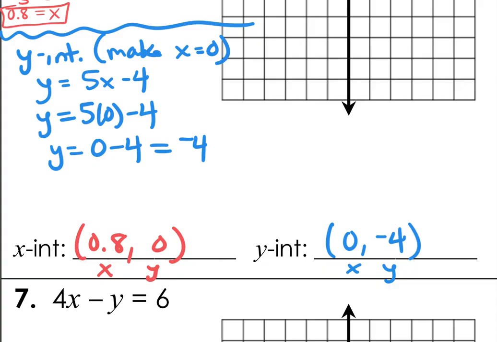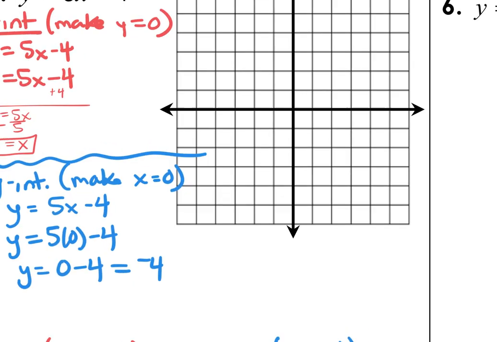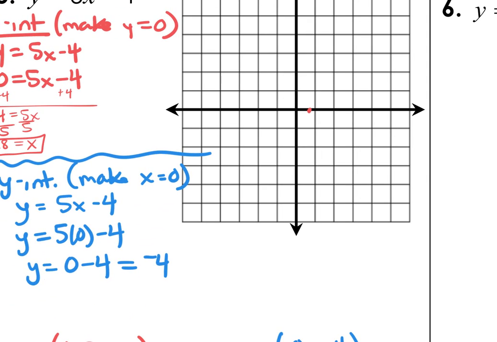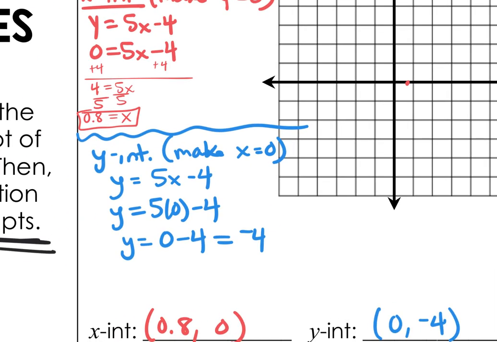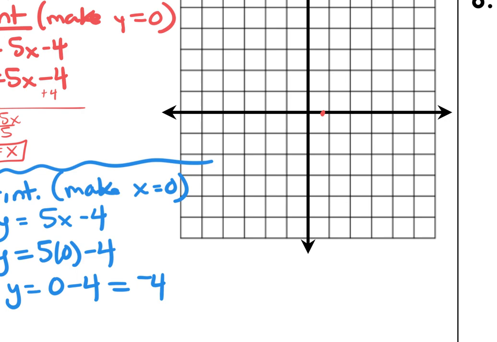Where do you think an x-intercept goes? On the x-axis. So here is your x-axis. Put the point at 0.8. You're estimating. It's almost to 1, but just back off just a tiny little bit. 0.8. Okay, a y-intercept goes on the y-axis, the one that goes up and down. Yours was -4. So on your y-axis, I'm going to go to -4 and put a point.